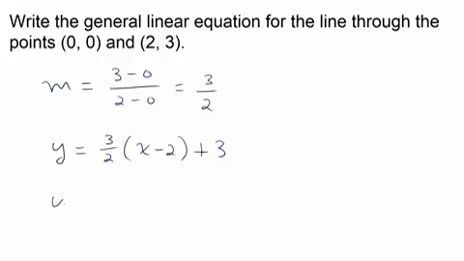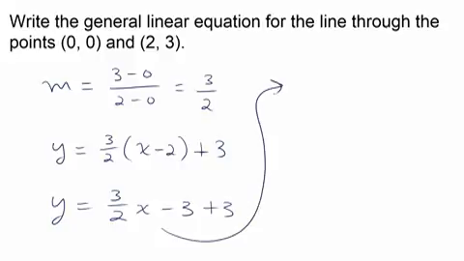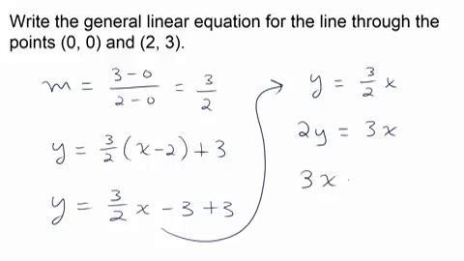Multiply this out, we get y equals 3 halves x minus 3 plus 3. That simplifies to y equals 3 halves x, and now we'll put this in standard form, general form. Multiply everything by 2. We get 2y equals 3x, which we can now write as 3x minus 2y equals 0.